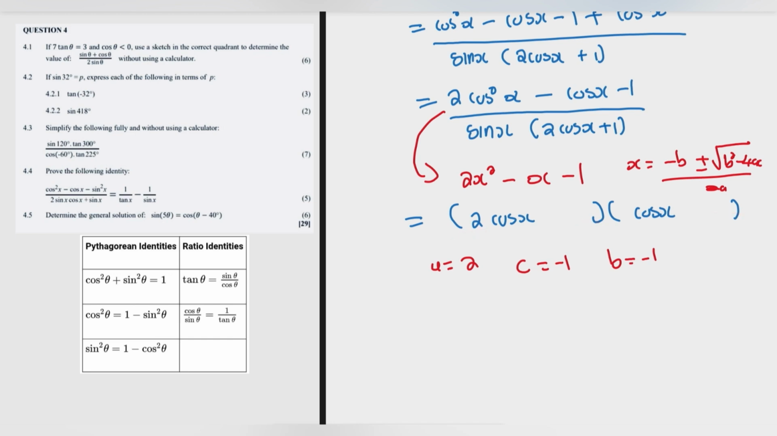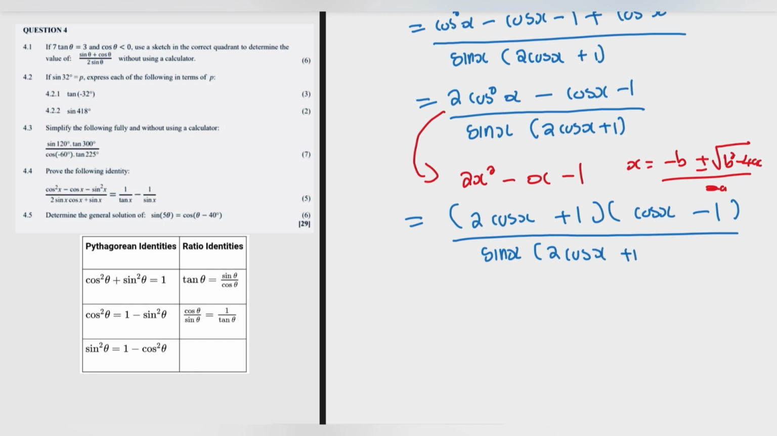All right, this is what we have in your numerator. Your denominator, you still have sine x times 2 cos x plus 1. Now we can cancel, because that will cancel out that. What are we going to be left with? I'm going to be left with cos x minus 1 over sine of x. Now we can separate the two terms. Separating the two terms, we're going to have cos of x over sine of x minus 1 over sine of x.